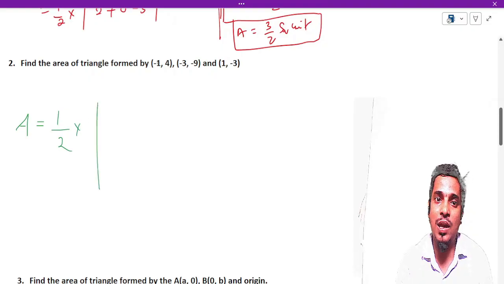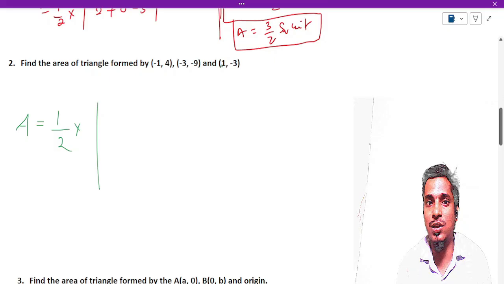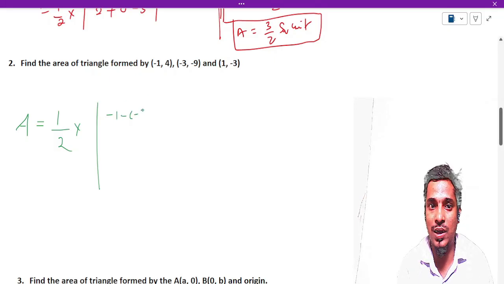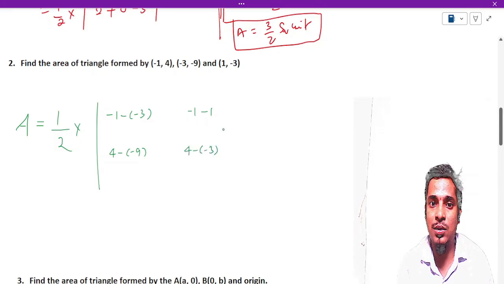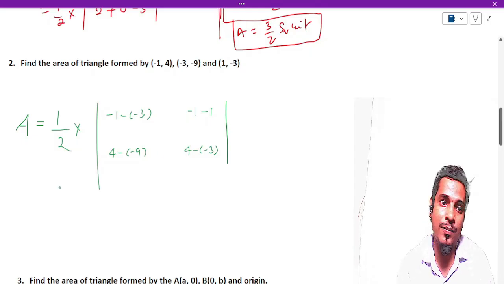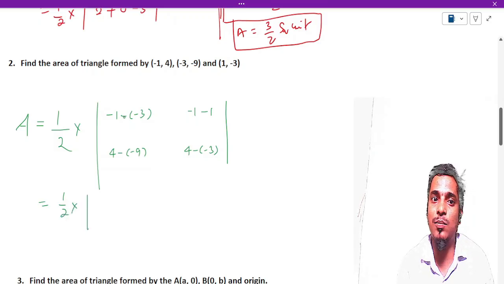Half into x1, this is x2, this is x3. So the first one is x1 minus x2, which is minus 1 minus of minus 3, and the second one is again minus 1 minus this one, 1. Same way, 4 minus of minus 9, y1 minus y2, and then 4 minus of minus 3, y1 minus y3. So once we simplify this, 1 by 2 times, here minus minus is plus. So 3 plus 3 is plus, and minus 1.